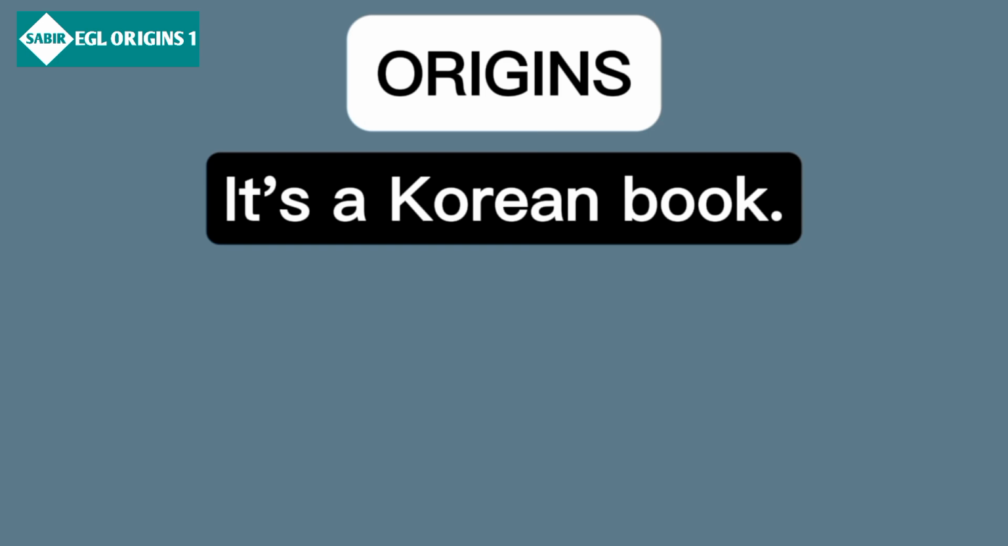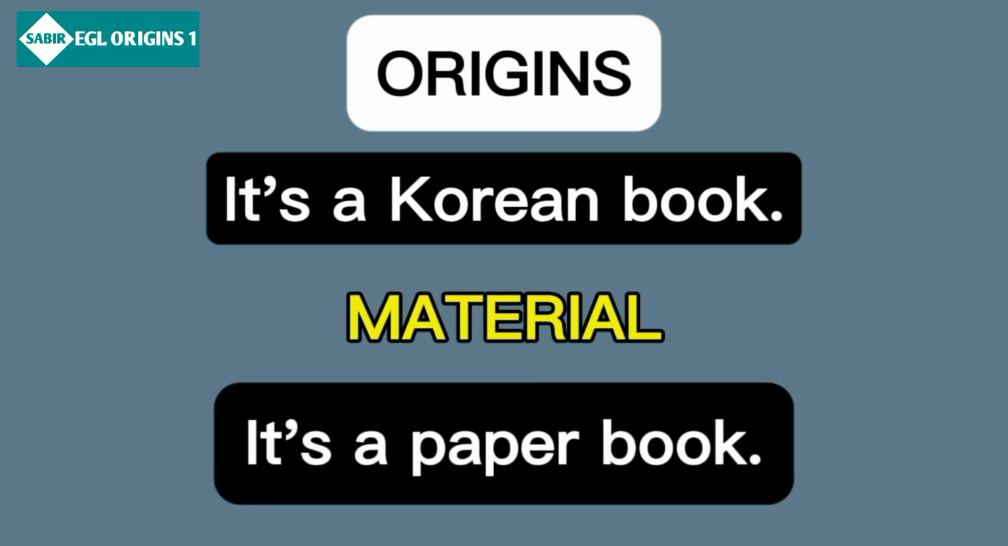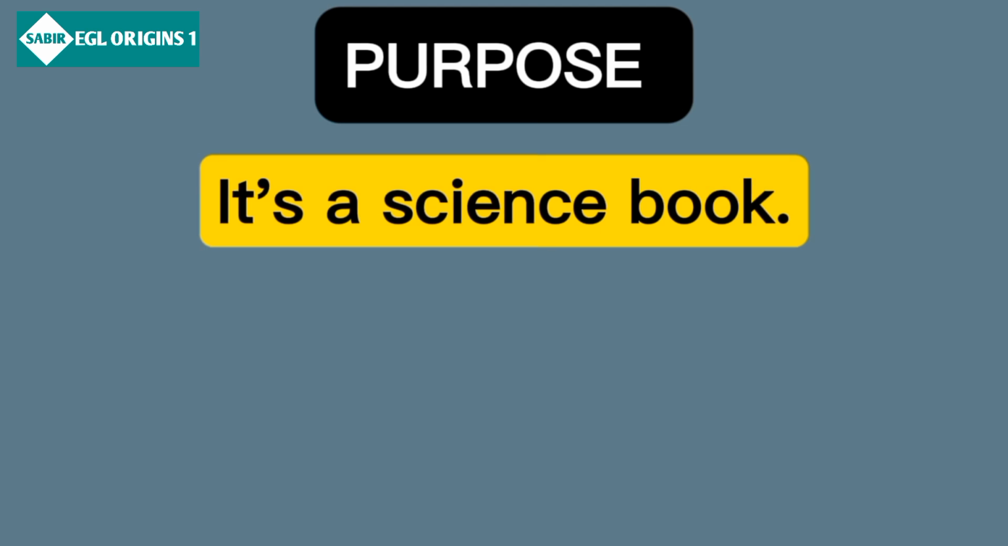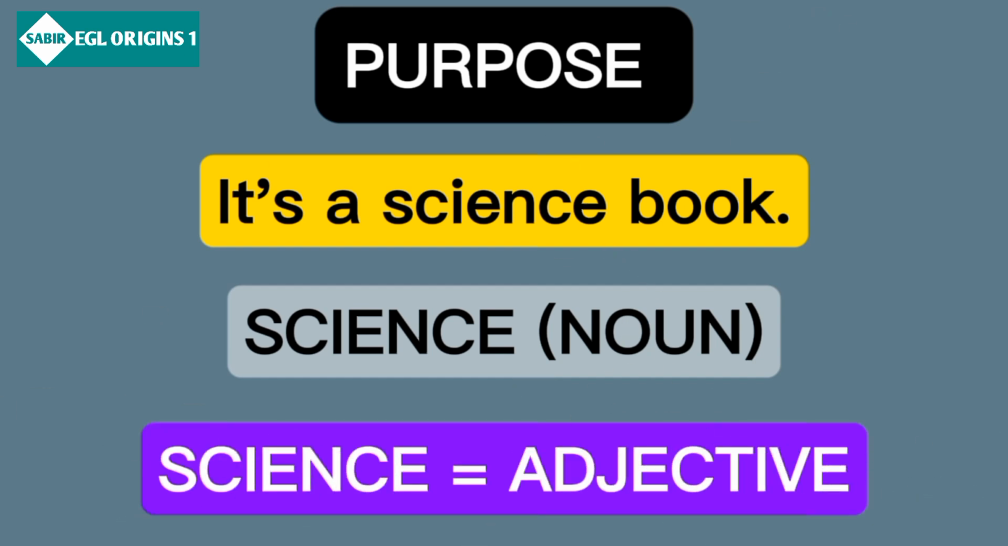If you want to make an observation, you can say, it's a torn book. It's a Korean book, talking about origins. You can mention the material. It's a paper book. If you are talking about the purpose, you can say it's a science book. Science, as you know, is a noun, but in this case, it can be used as an adjective.